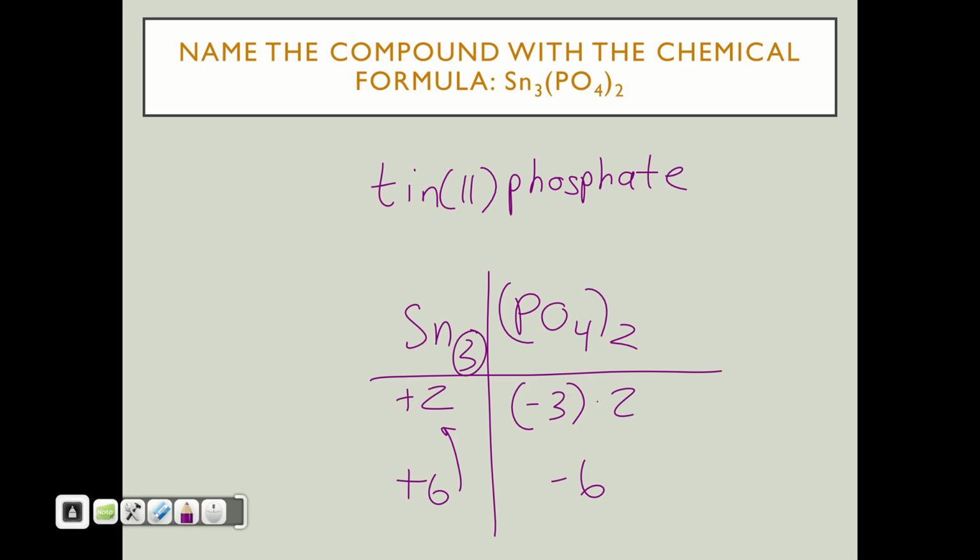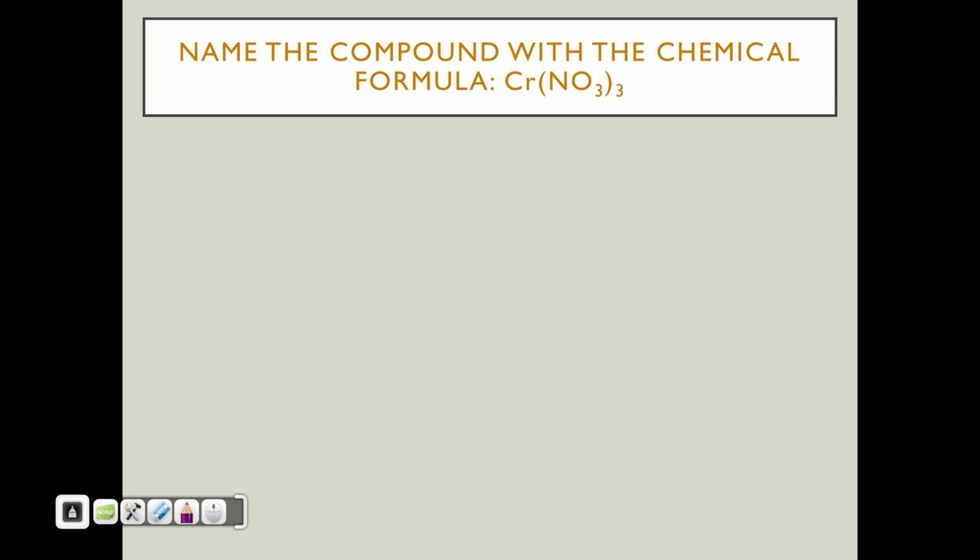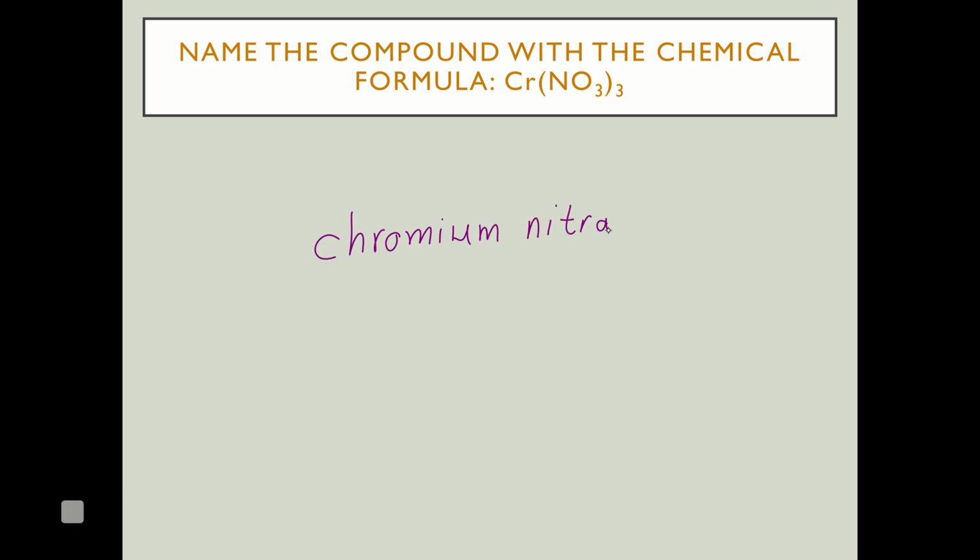One more example. Another one, so this would be chromium nitrate. And I'm going to do it up here. Nitrate's -1 times 3 is -3. This side has to then be +3. There's only 1 there, so I'm dividing by 1. So this would be chromium 3 nitrate. And that is it.